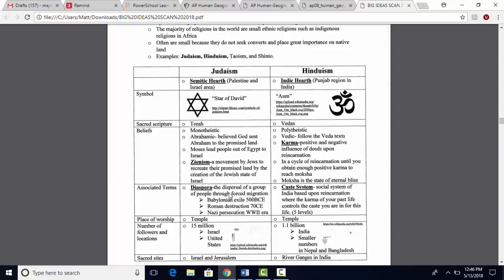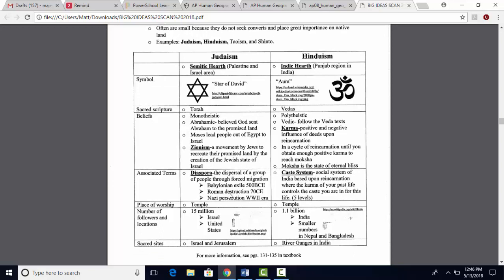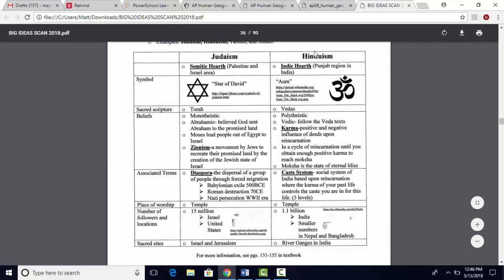The Jewish house of worship is called a temple. It's technically known as a synagogue, S-Y-N-A-G-O-G-U-E. There are 15 million worshippers worldwide. Most are in Israel or the United States. The remainder, for the most part, are in Europe. The sacred sites: Israel, obviously, and Jerusalem specifically is the holy city. Of course, that is the site of nearly all of the most important Jewish religious traditions.